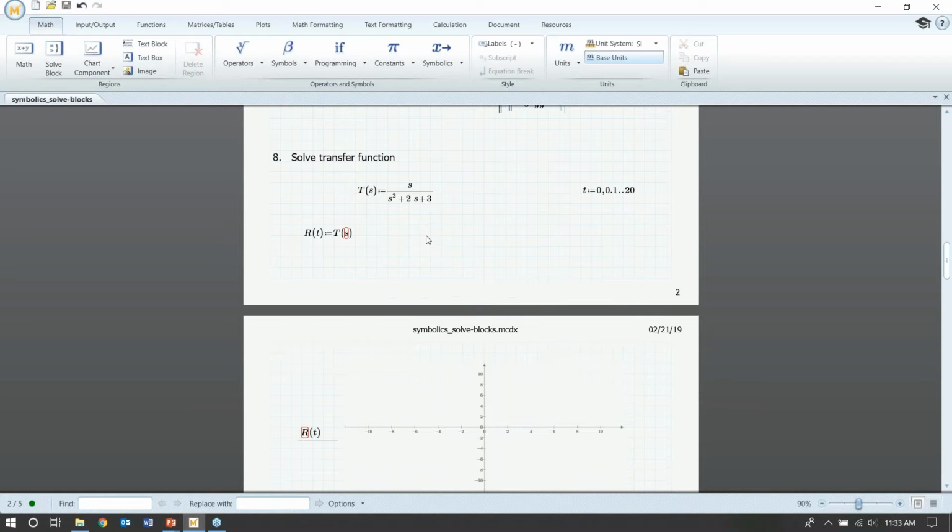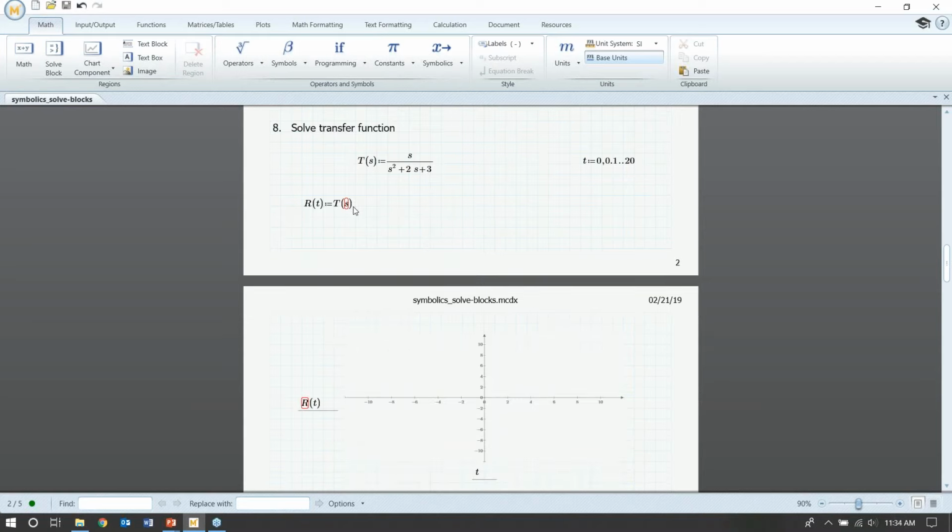Our last symbolic example is how to solve a transfer function. We have our transfer function defined here as T of s, 1 over s squared plus 2s plus 3. This is our t vector, the time vector, which goes from 0 to 20, and we have 0.1 steps in between. So to solve this, we're going to do the inverse Laplace.